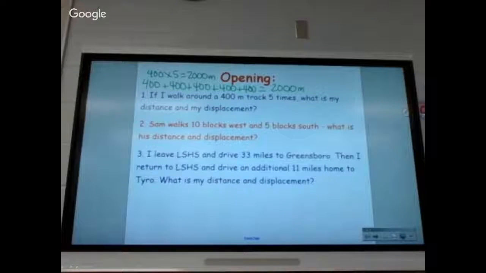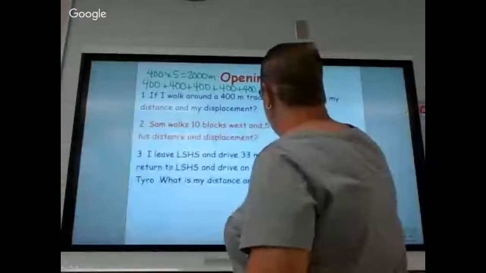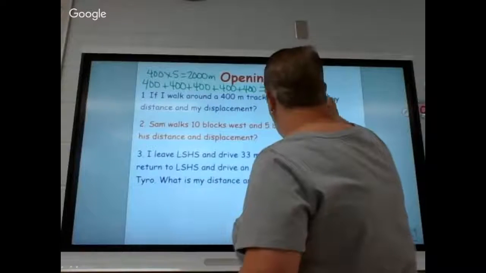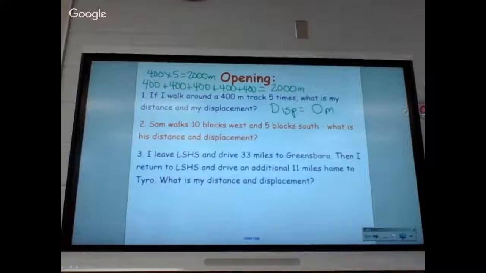You can't have a displacement if you go around the track because you don't stop at one part of the track. That's right. You start and stop where? At the same point. Okay? Because you start and stop at the exact same place, your displacement is 0 meters. Is everybody okay with that?